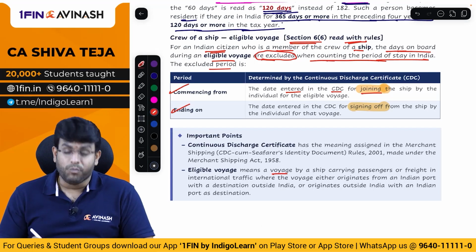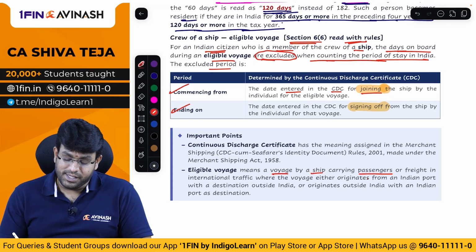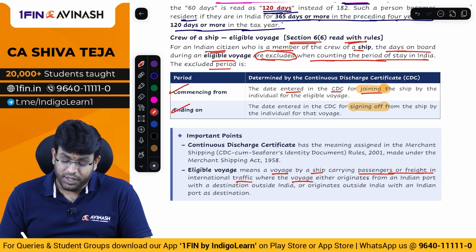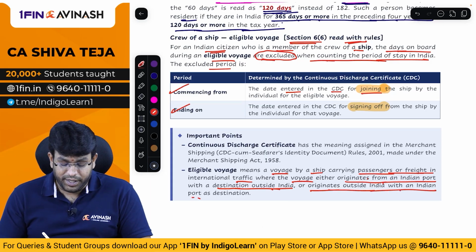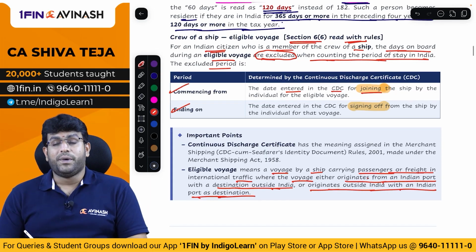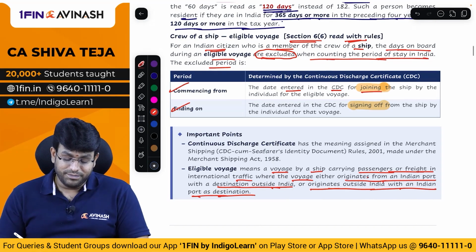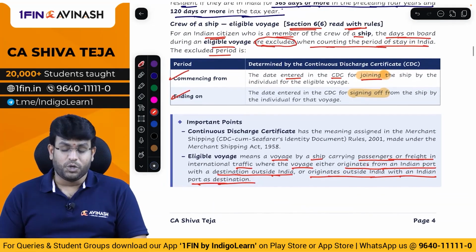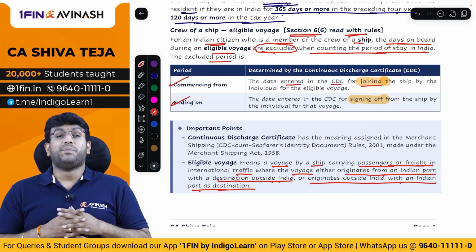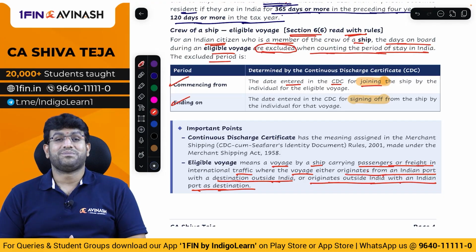Eligible voyage means a voyage by a ship carrying passengers or freight in international traffic where the voyage either originates from an Indian port with a destination outside India or originates outside India with an Indian port as destination. So it is coming to India and going outside India. Are we getting clarity, everybody? So that's the story of the concept of special cases in the basic condition, my dear friends.